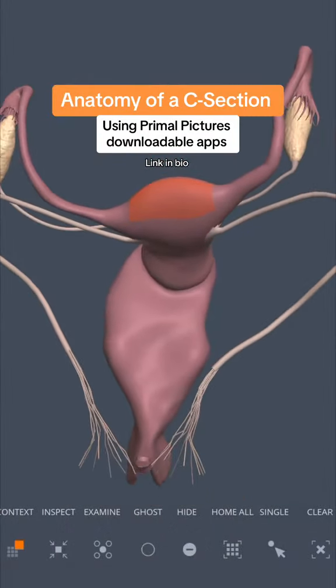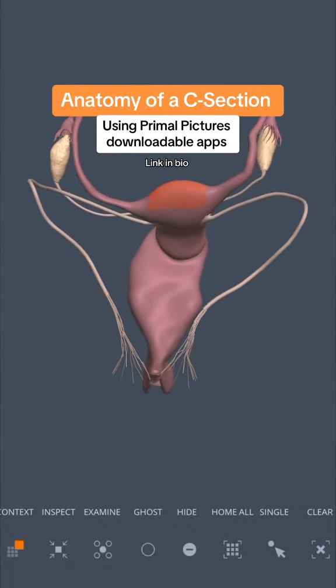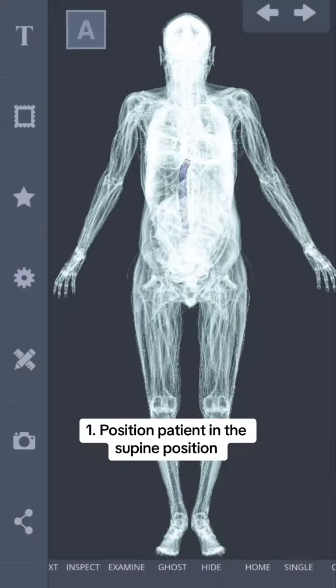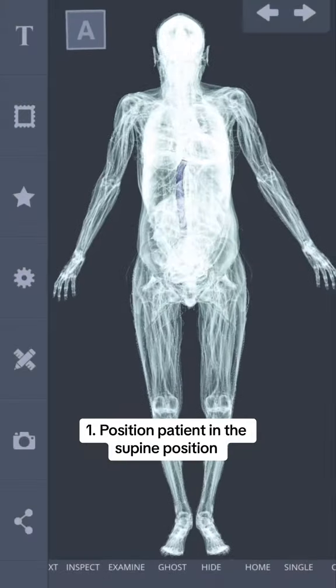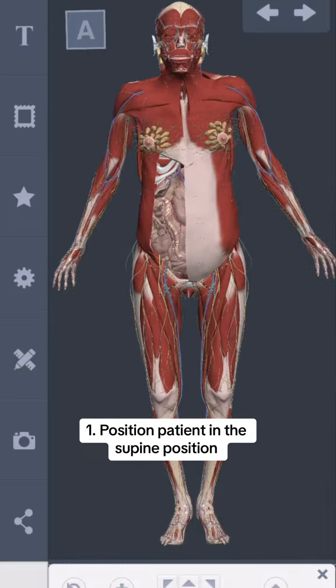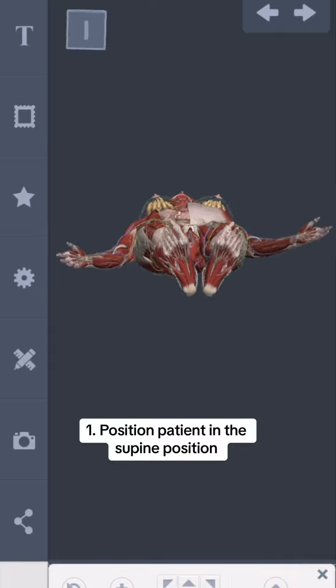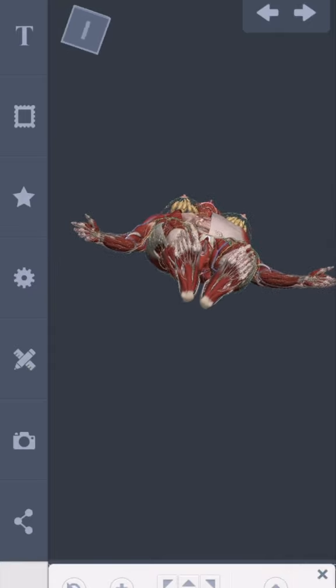Let's explore the anatomy of a C-section using the Primal Pictures downloadable mobile apps. To begin the procedure, the patient is positioned on their back in the supine position with a slight left tilt to reduce any compression on the vena cava.